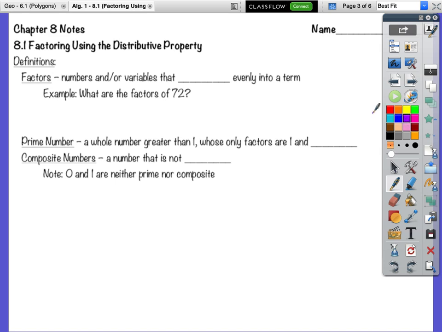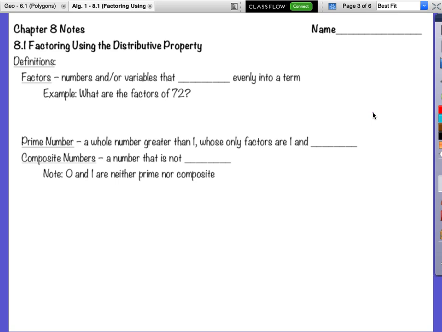Okay. So first of all, factors. What is a factor? It's a number and or variable that goes evenly into a term. Let's say, let's make it a more math word. Divides. Let's say divides. We often use slang to say goes into. But let's use a math word for our actual definition.